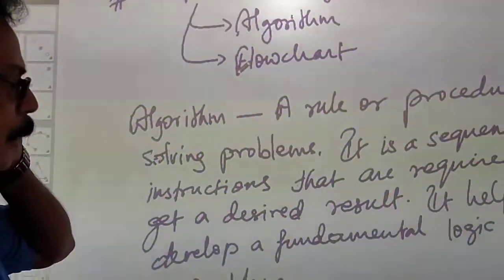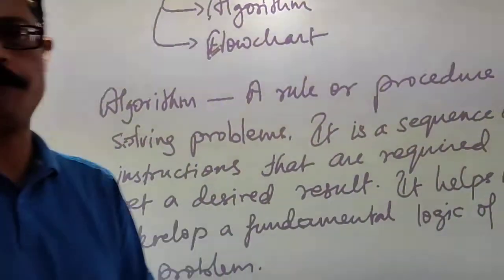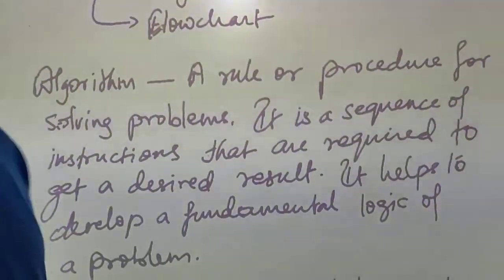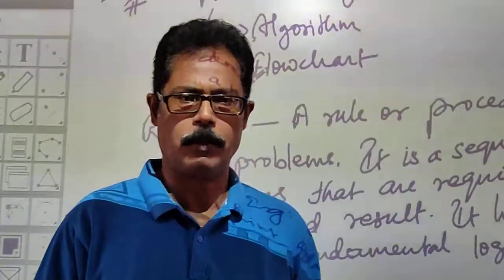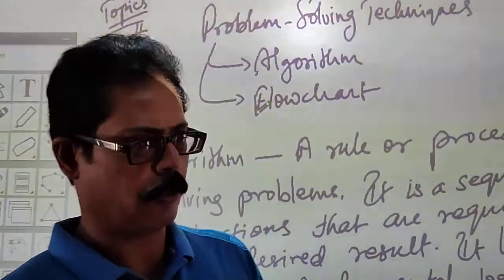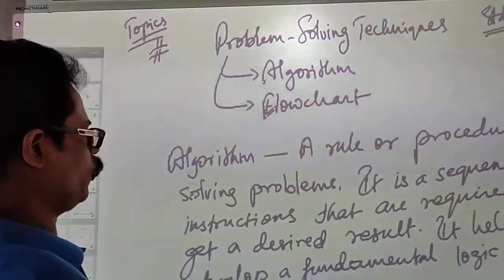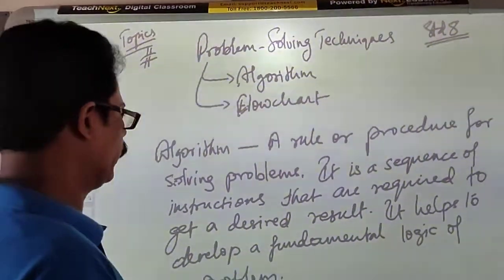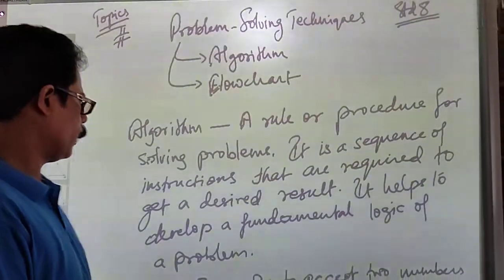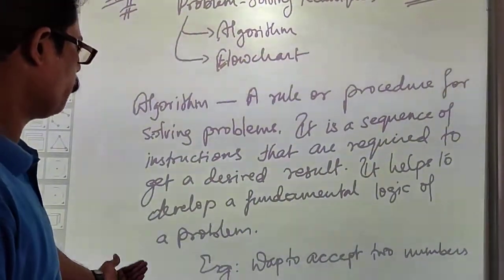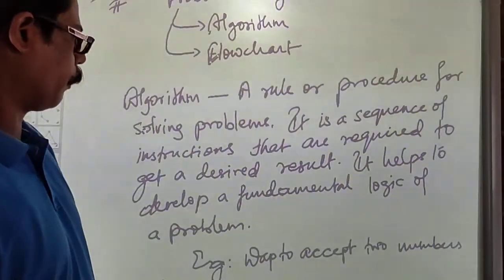It helps to develop a fundamental logic of a problem. If the problem is there, then we need to build up a logic for it, and in order to build the logic of the problem, we take the help of an algorithm. So I repeat again: an algorithm is a rule or procedure for solving problems. It is a sequence of instructions that are required to get a desired result. It helps to develop a fundamental logic of a problem.